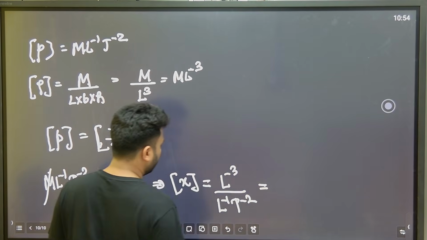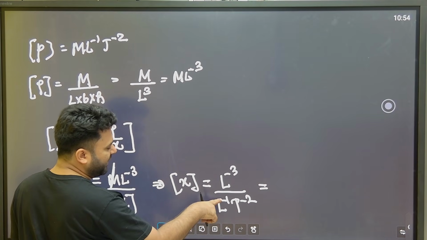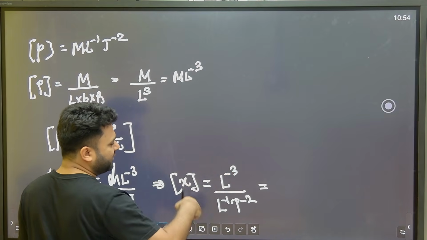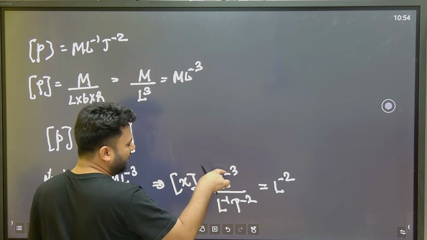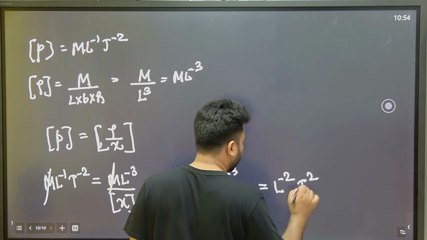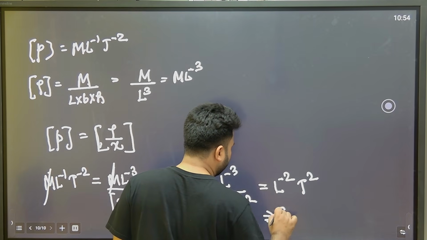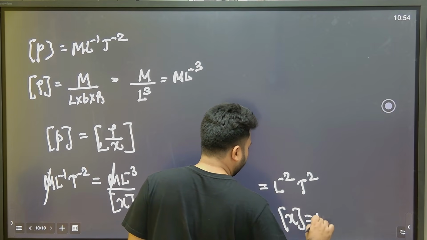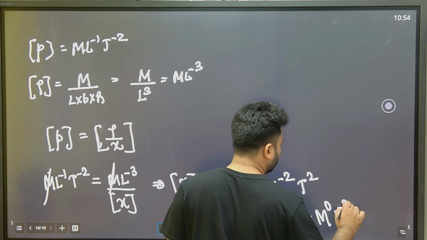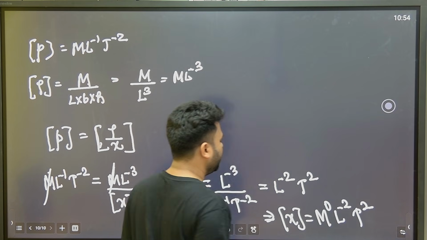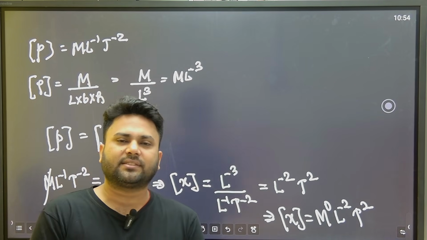So the dimension of X will become: minus 1 will go up, so plus 1, minus 3 plus 1 means minus 2. And T to the minus 2 will go up, so it will become T square. Finally, we can write the dimension of X as M to the power 0, there is no mass term, L to the power minus 2, T square. This is the dimension of X.